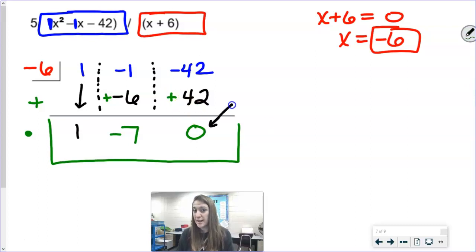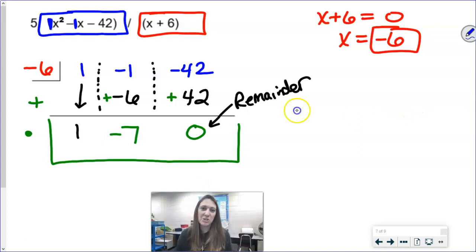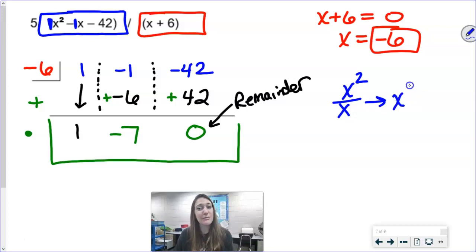Specifically, let's talk about this guy. Remember, that's the remainder. In this case, we don't have a remainder, so we won't have that weird fraction thing. Now I have to go back and think about the original problem. I had an x squared originally, and I divided it by an x to the first. That would have left me with a quotient of x to the first, at least as the first term. So that's what I put down on this first one here.